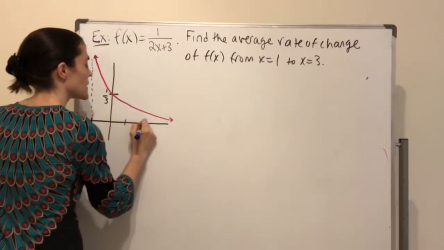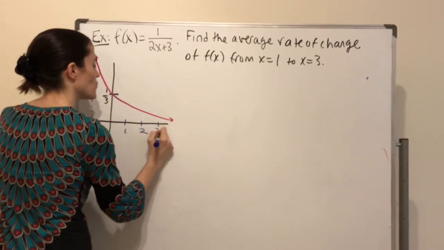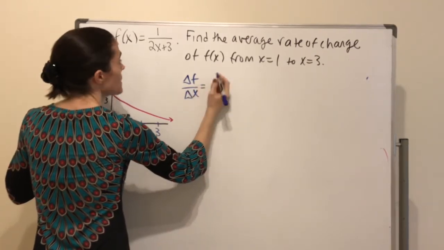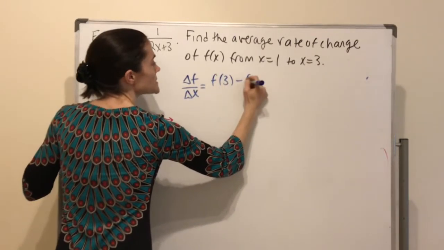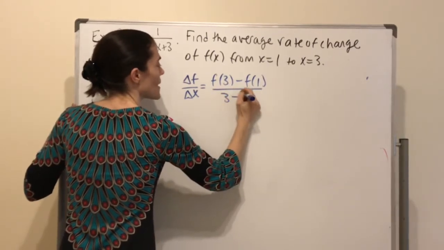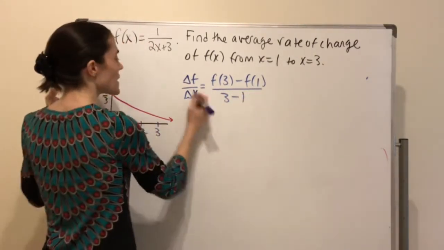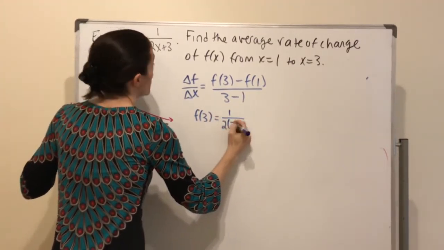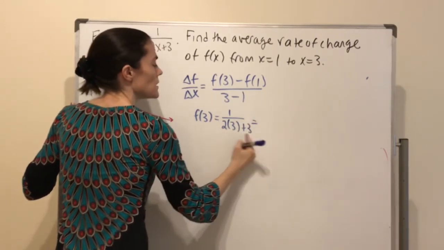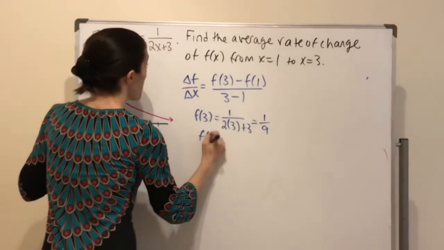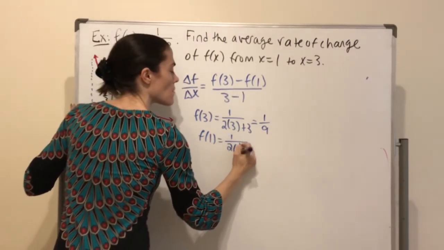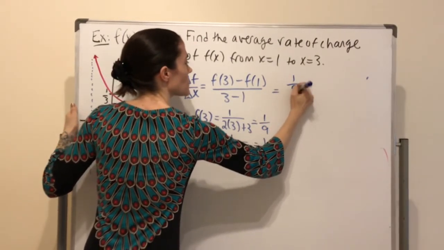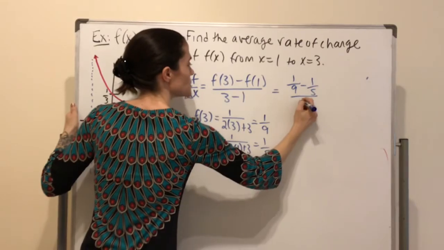Well, let's see, first I'll put my tick marks. 1, 2, 3. What I want is the change in f over change in x. This is f of 3 minus f of 1 divided by 3 minus 1, average rate of change. And if you want to, you can come to the side, calculate f of 3, which is 1/9, and f of 1 is 1/5. So I get 1/9 minus 1/5 divided by 2.